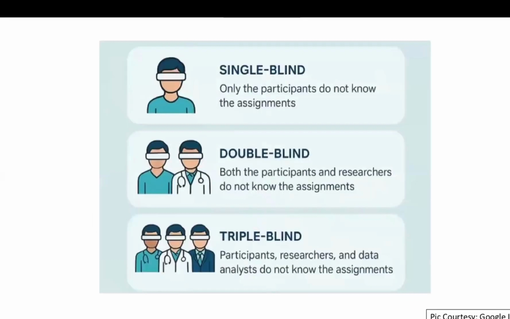Now, as you can see here in the upper figure, this is a single blinding in which the patients or participants are blinded, in double blind, both the participant and researchers are blinded, and in triple blind, all three parties are blinded.